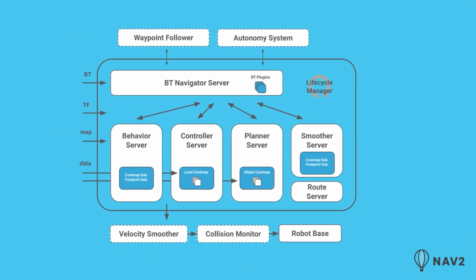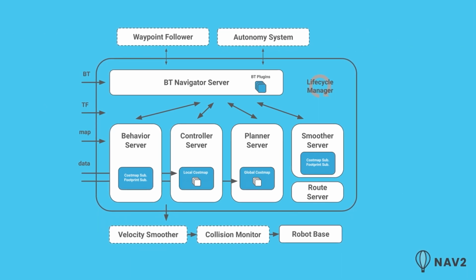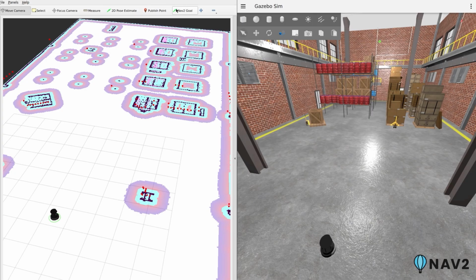These are things like global path planning, local trajectory planning, high-level behaviors, smoothing, and more. But enough of that, let's see this in action.